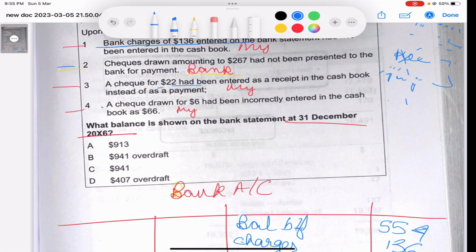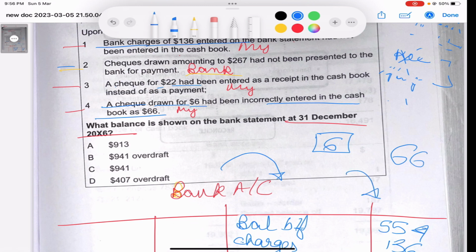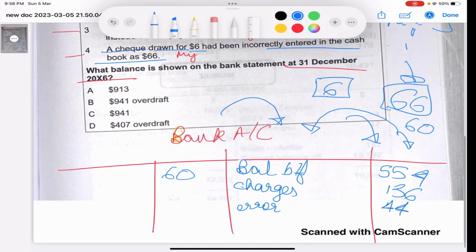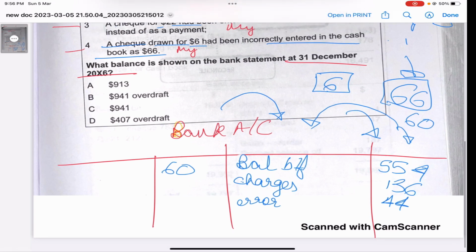The fourth one. A check drawn for 6 has been incorrectly entered as 66. So I had to put the money going out as 6. But I have put that the money going out is 66. Money going out would be on the credit side. But I had to put only 6. So out of this, 60 I have to remove. If I have to remove from the credit side, I will debit it by 60. Very simple. So I'm debiting it by 60. That's it. Now you just have to do the balancing.